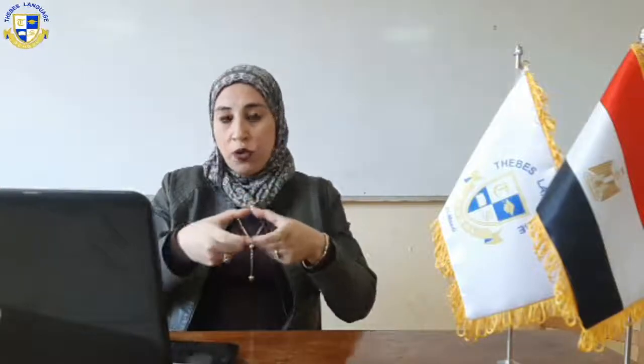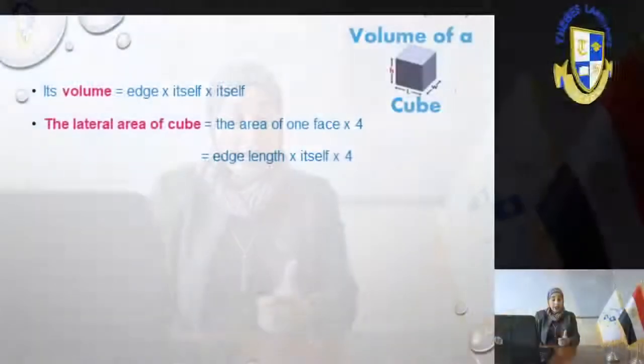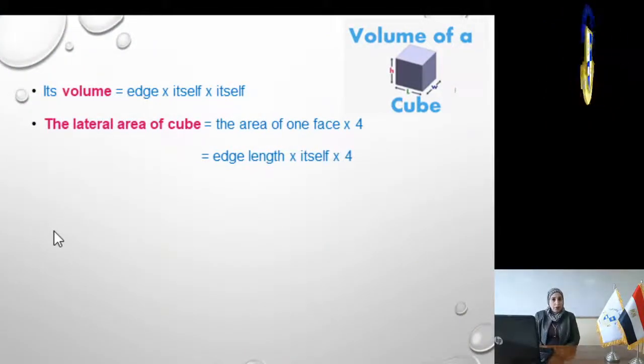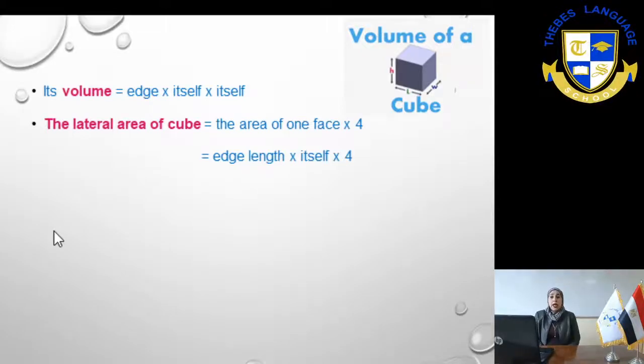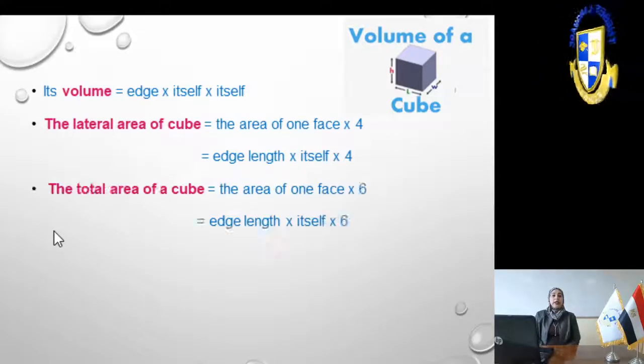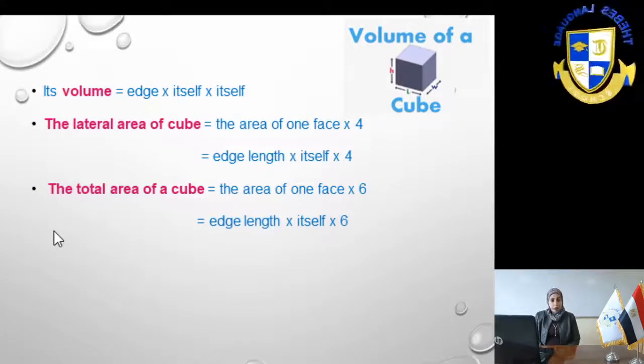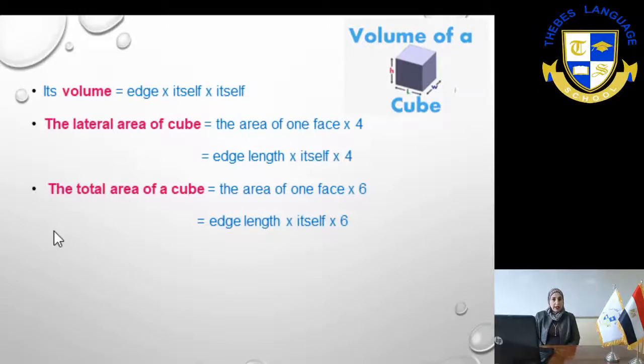Because the cube has 6 faces, we have 4 around it. These 4 are considered the lateral area. But if I add the ceiling and the floor, it will be the total area. To calculate the lateral area, I'll calculate the area of one face, and after that I'll multiply it by 4. The area of one face equals edge length multiplied by itself. After that, I'll multiply by 4. Now I have the lateral area of a cube.